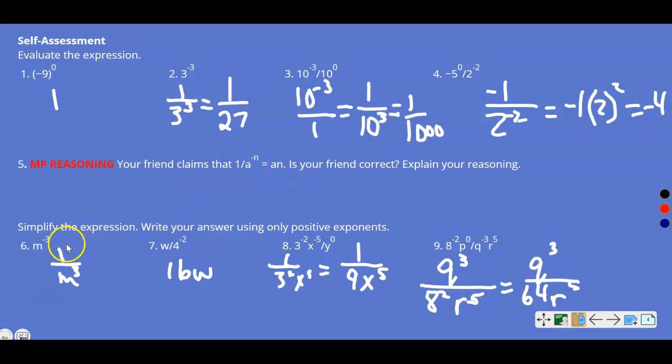Number 6, 1 over m cubed. Number 7 would be 16w. Number 8 would be 1 over 9x to the 5th. Number 9 is q to the 3rd divided by 64 r to the 5th power.